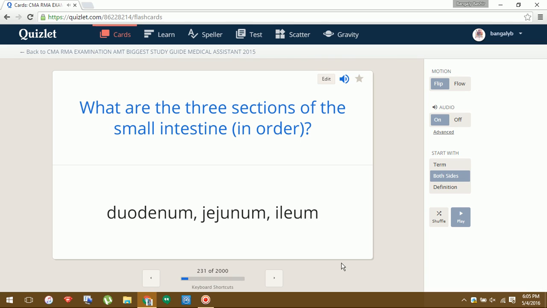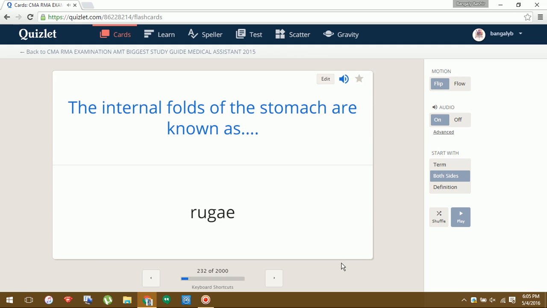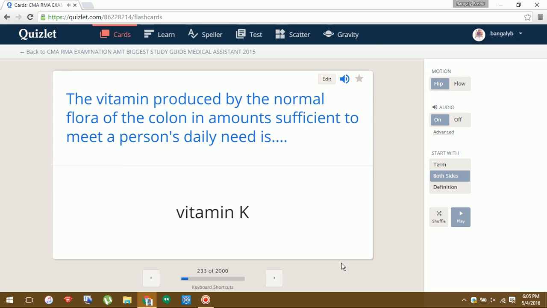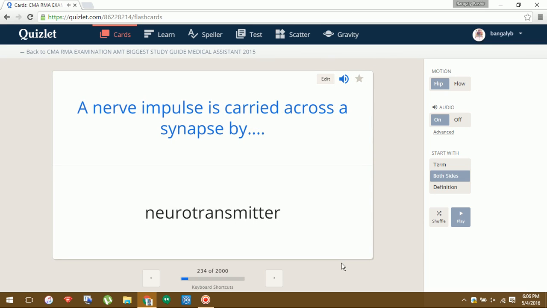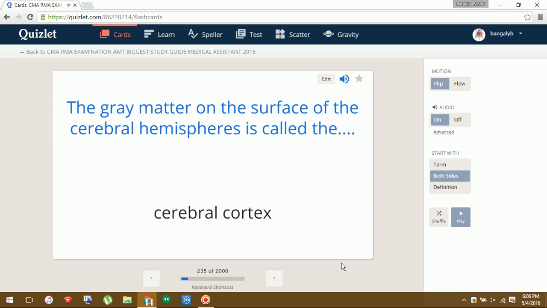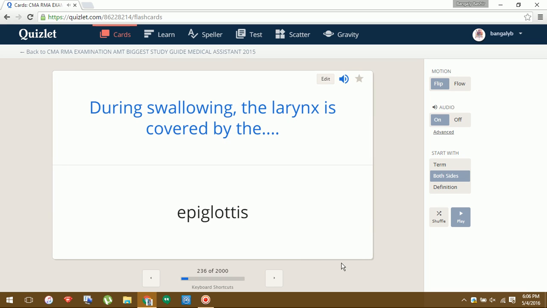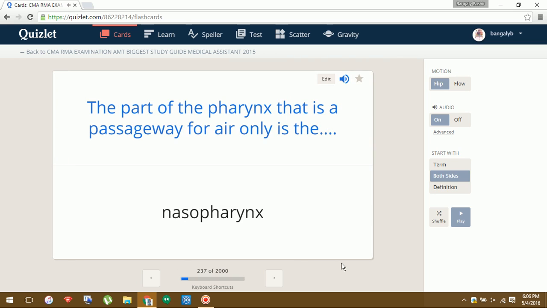What are the three sections of the small intestine? Duodenum, jejunum, ileum. The internal folds of the stomach are known as rugae. The vitamin produced by the normal flora of the colon in amount sufficient to meet a person's daily need is vitamin K. A nerve impulse is carried across a synapse by a neurotransmitter. The gray matter on the surface of the cerebral hemispheres is called the cerebral cortex. During swallowing, the larynx is covered by the epiglottis. The part of the pharynx that is a passageway for air only is the nasopharynx.